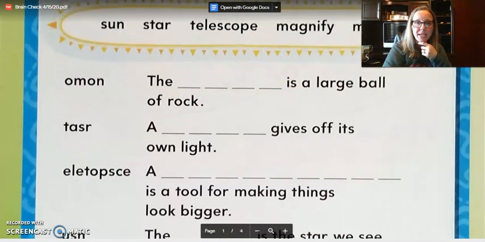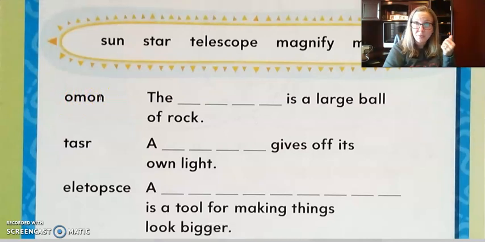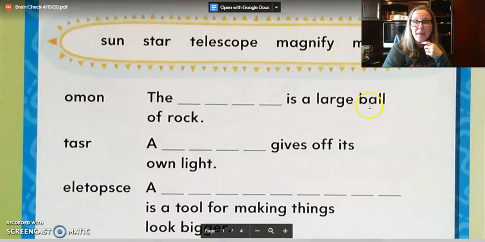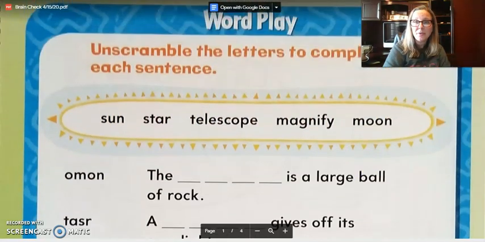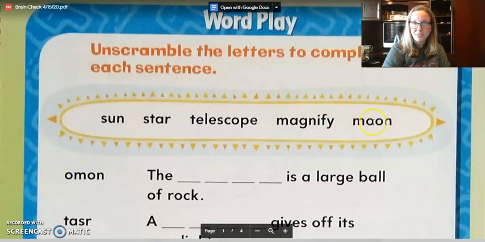So the first one says, the blank is a large ball of rock. So if you look over here, we have O-M-O-N. Those are the letters in the word we're looking for. So if you look up at the top, we can see that in our word bank here, which one of these words has 1, 2, 3, 4 letters with 2 O's, an M, and an N? Well, I see right here the word moon has those letters.